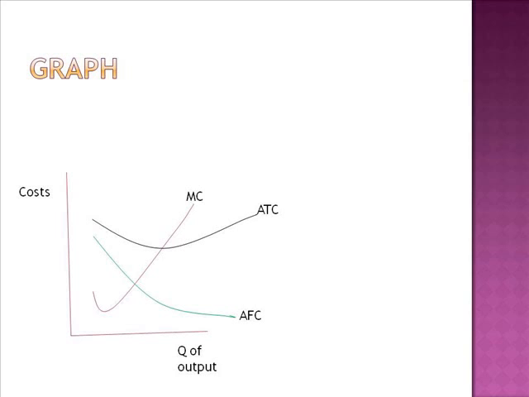I need you to make a note, circle AFC, and write that it's always downward sloping because you take a fixed cost, write that down, fixed cost spread among greater output. So each time you add a new output, you're dividing that total cost by a greater number. So your average fixed cost is going to continue to go down, down, down, and down.